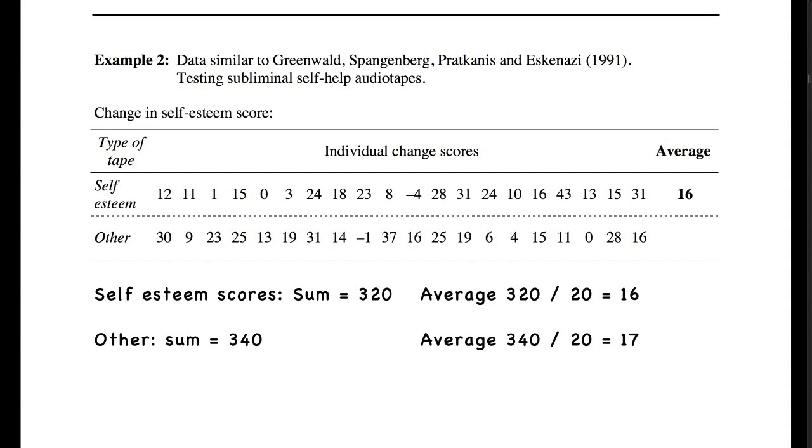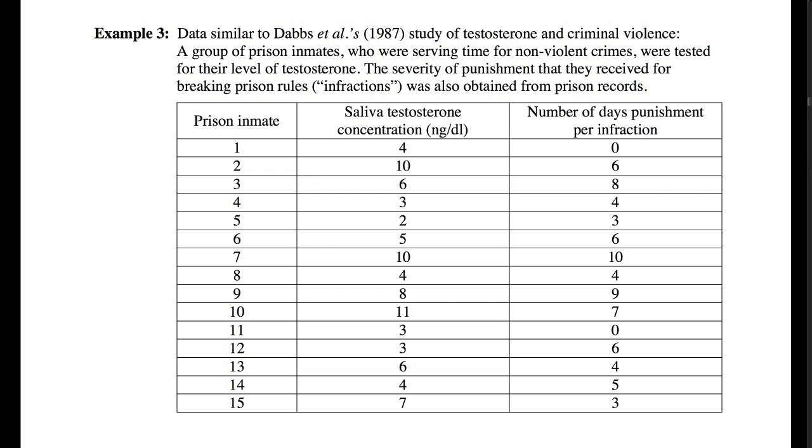Now, when we judge the 16 against the 17, we should have a look at the kind of individual change scores. And we can see that they're fairly variable. So that difference of only 1 is probably really a very small difference. And so in this situation, we'd probably say, actually, there's not much difference between the tape that is designed to help your self-esteem and the tape that is designed to do something else. And now to our third example.